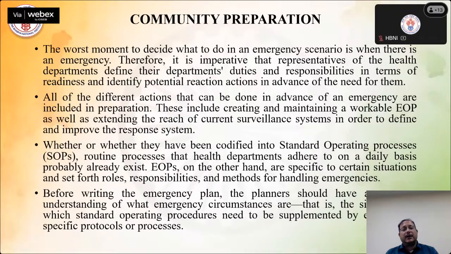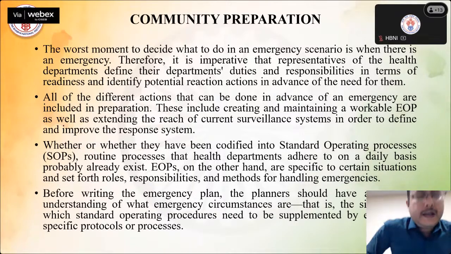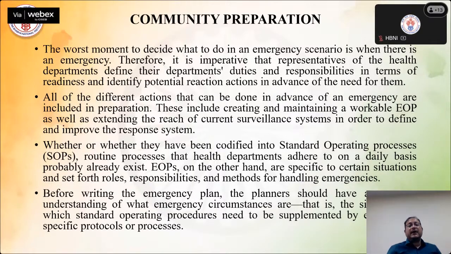Therefore, it is imperative that representatives of the health departments define their department duties and responsibilities in terms of readiness and identify potential reactions and actions in advance of the need for them. The example I'm putting here is that during any incident, the first requirement of any authority, any agency, any body is to safeguard life. They don't want their population to be injured or affected by chemicals or biological agents. This is the only prima facie concern, because if they inhale or are exposed, anything could happen, and health deteriorates. So this is the first thing we have to focus on.